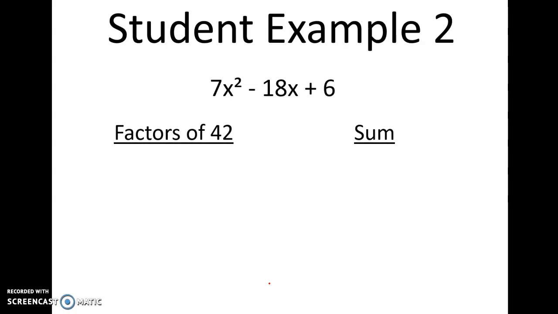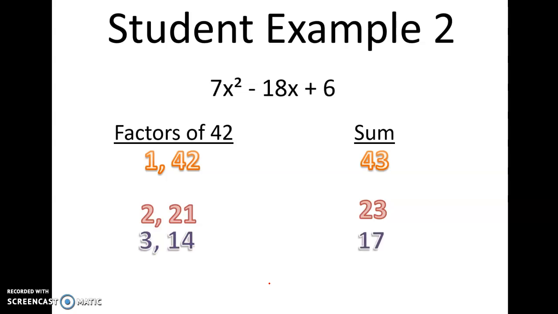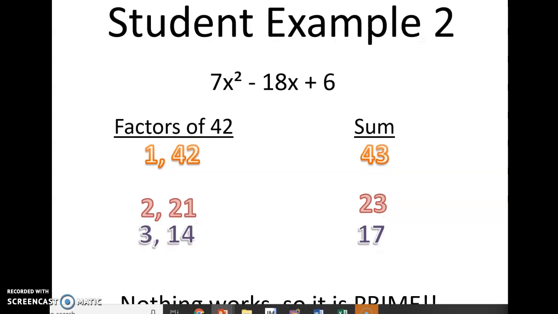All right. Student example 2. Look for a GCF. 6 doesn't go in the 7, 2, 3, nope. There is no GCF here. So we multiply 7 times 6 to get 42. If you're doing the box, where are the factors that add to be 18? Oh, so there were no factors that added to be 18.